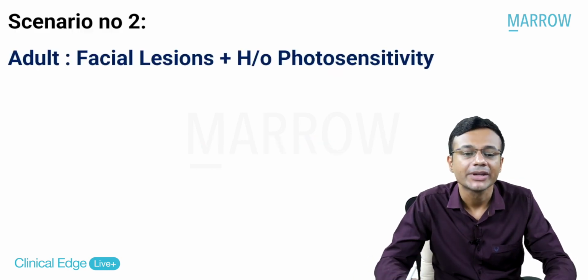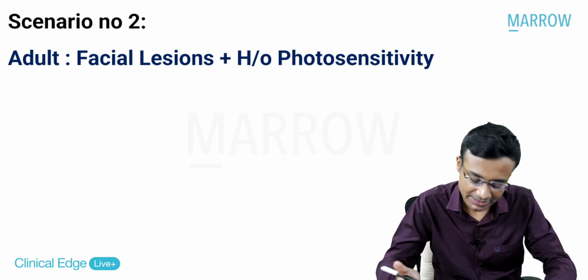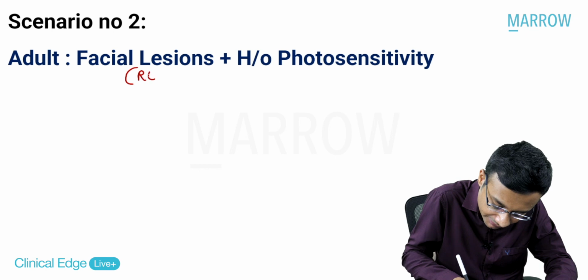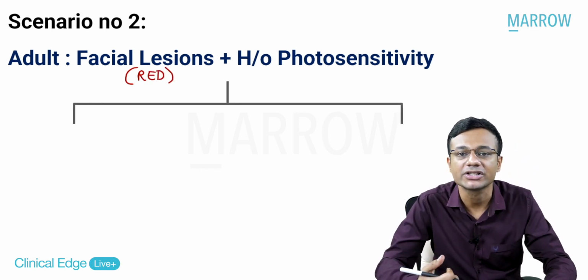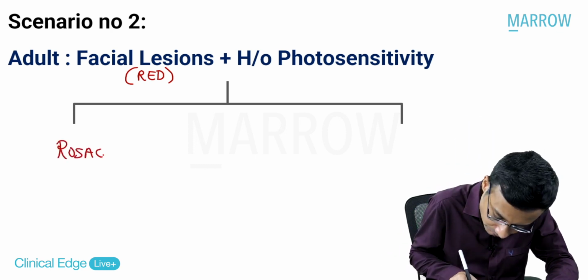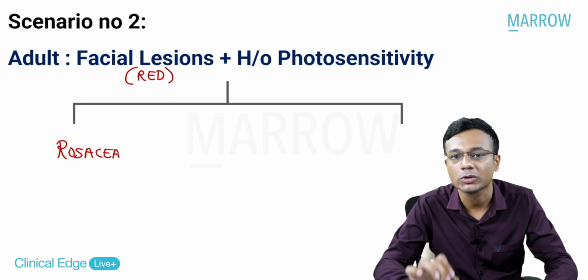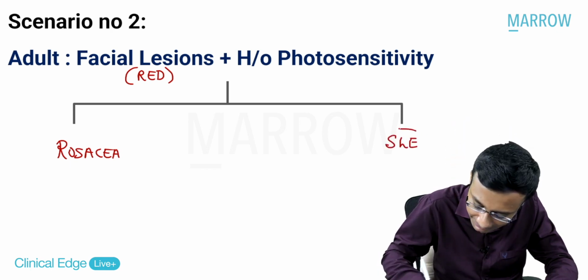Case scenario number 2. Here we have an adult presenting with facial lesions and photosensitivity. Generally, these facial lesions are red in color. That is what we need to remember. And this photosensitivity. Two important differential diagnoses to remember. Number 1 is going to be rosacea. The second important DD here is, students, systemic lupus erythematosus.